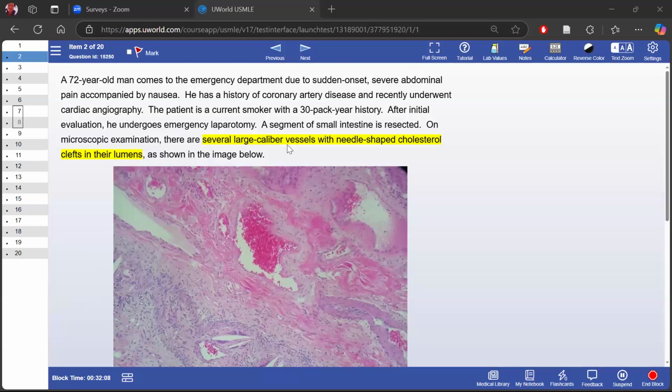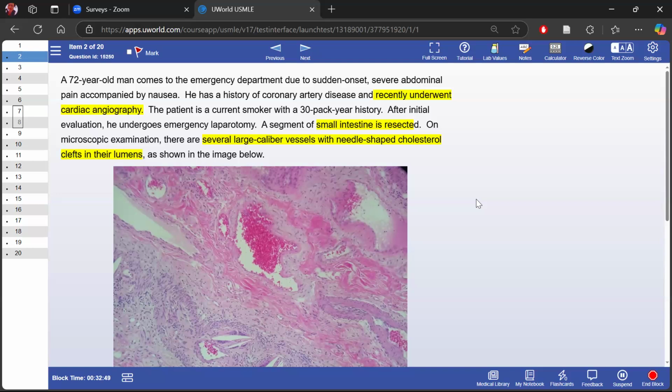So what triggered this patient's problem? This is a 72-year-old man in the emergency department due to sudden onset severe abdominal pain accompanied by nausea, with a history of coronary artery disease, who recently underwent cardiac angiography. After cardiac angiography, he now presented with abdominal pain. When they did surgery, they saw what seems to be small bowel infarction, which was resected. And then they saw a lot of large caliber vessels that contain cholesterol clefts.